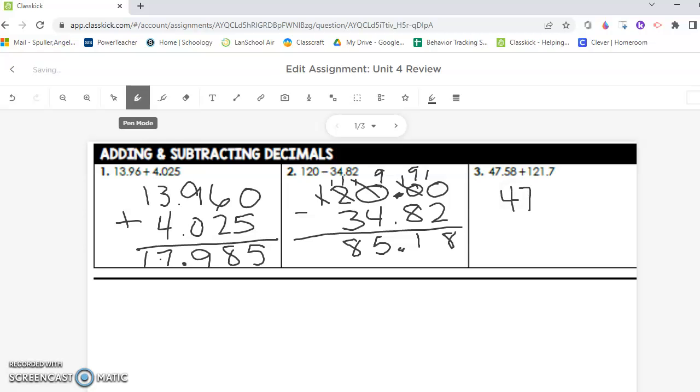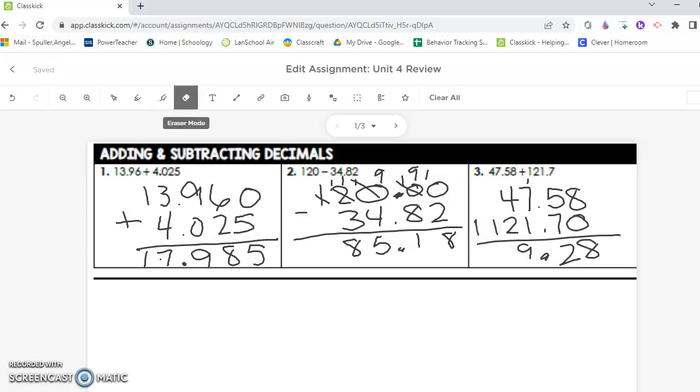Okay, last one here. Add that 0. We're adding, get 8. 12, carry the 1, bring down my decimal. 9. Made it look like plus signs. Okay, so 9, 6, and 1.